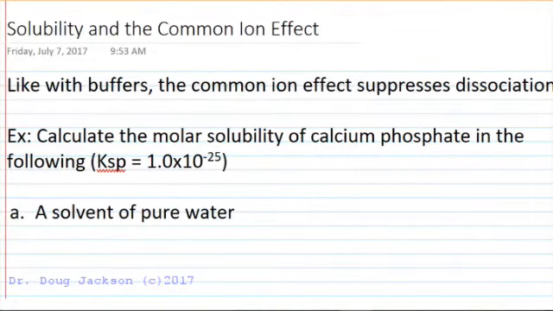Let's do a couple of equilibrium calculations with solubility and the common ion effect to demonstrate how this common ion effect suppresses dissociation just like it does with buffers and the dissociation of an acid. So if we're going to calculate the molar solubility of calcium phosphate using the following KSP value, let's first do it in a pure solvent to show what our solubility is.